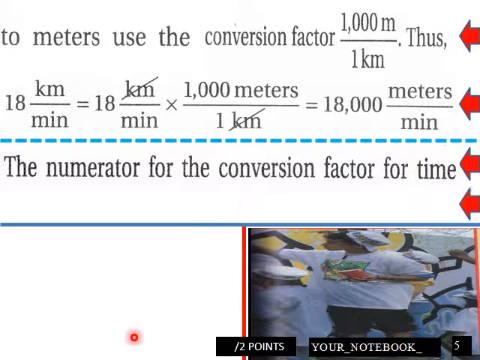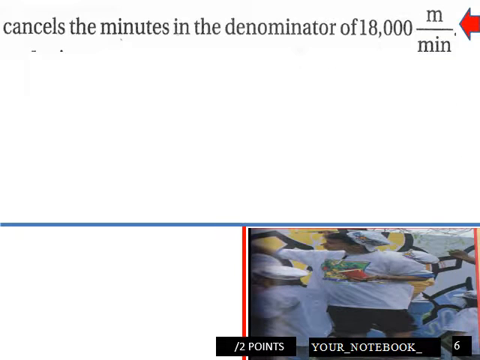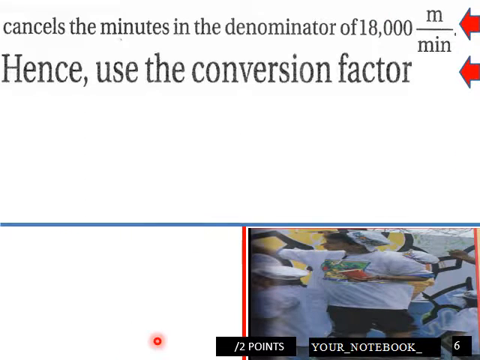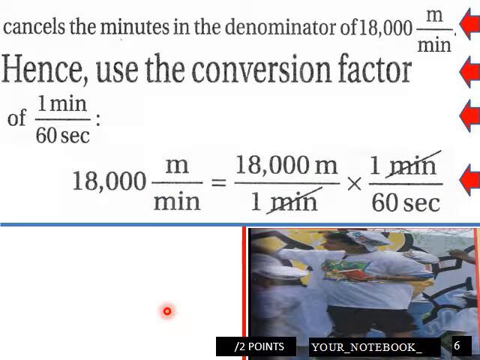The numerator for the conversion factor for time must contain minutes. So this needs to be converted into minutes. Hence, use this conversion factor here, 1 minute to 60 seconds. We need to apply that to 18,000 meters per minute. So we take this and we multiply it by this here, 1 minute for 60 seconds.